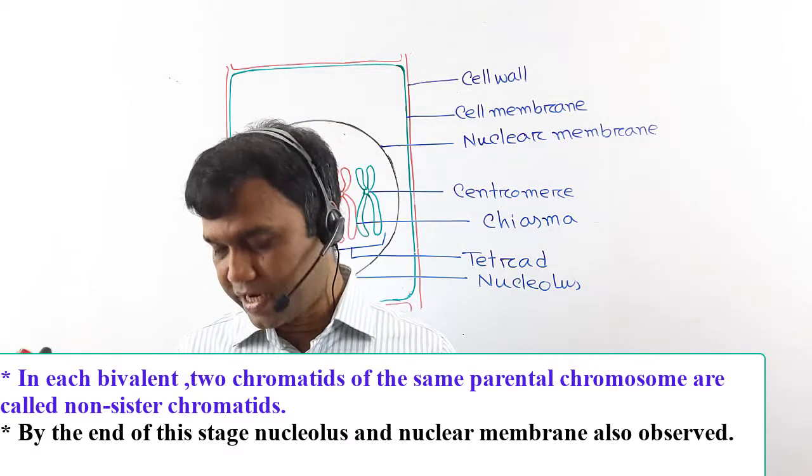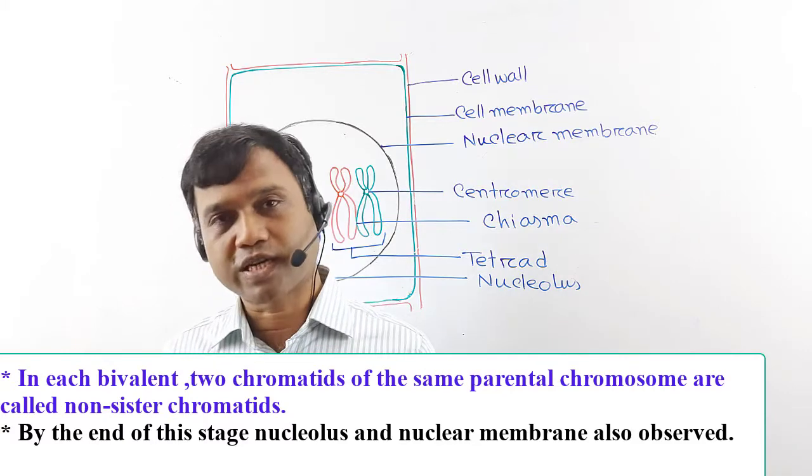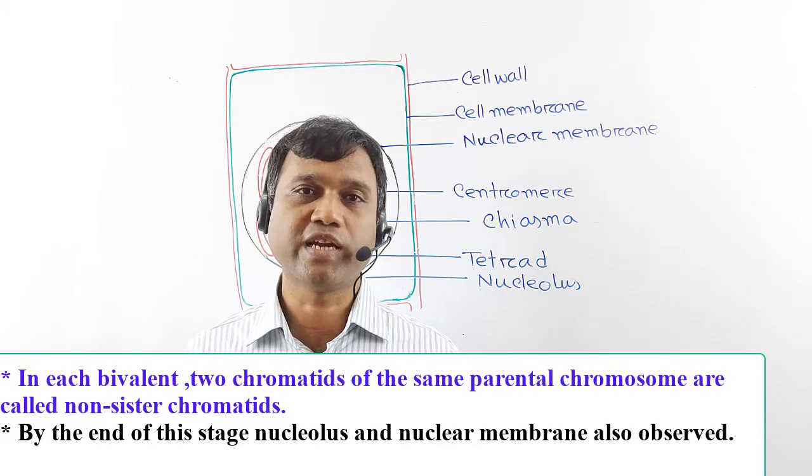Nuclear membrane and nucleolus remain unchanged, and by reducing water, the chromosome gradually becomes thick and short.